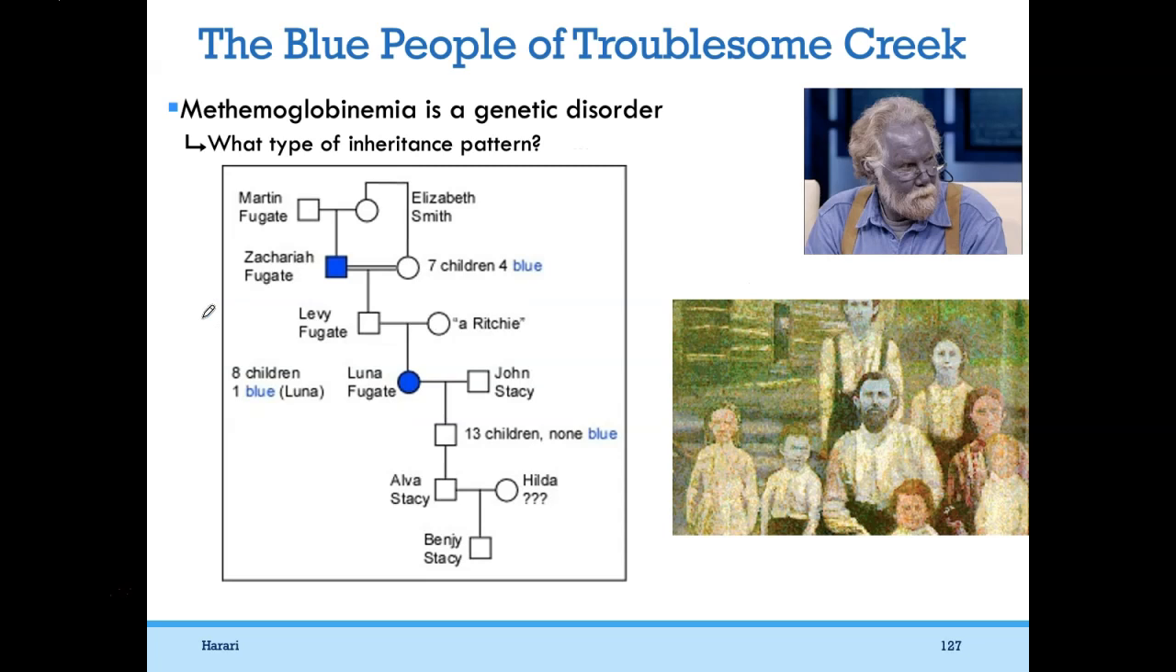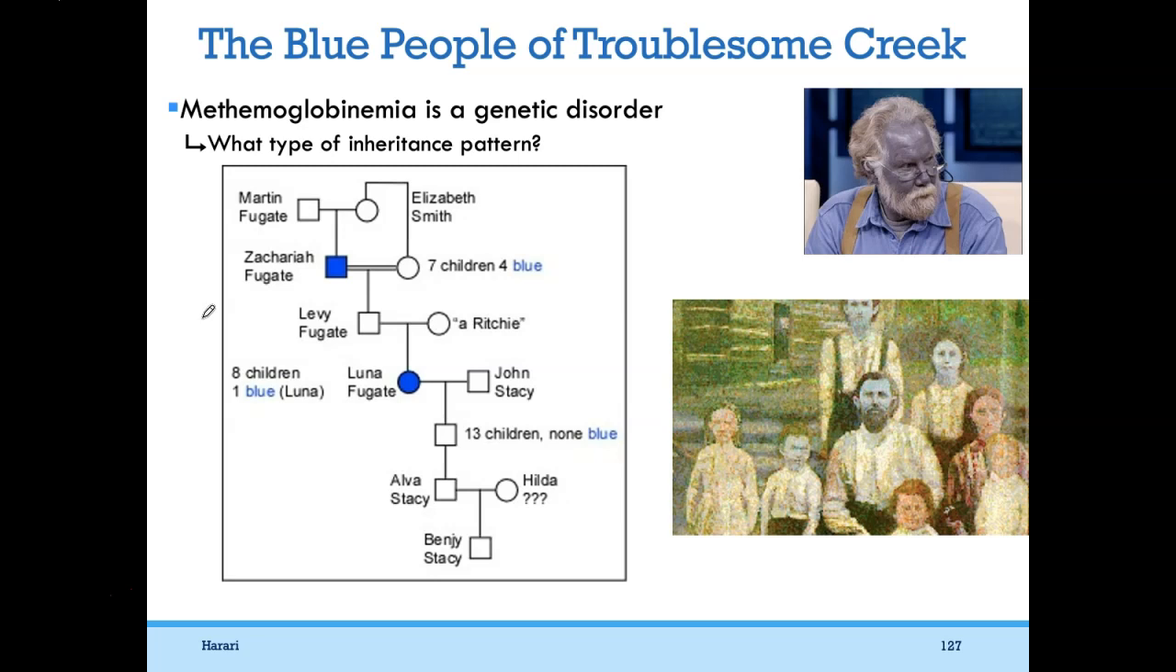The Blue People of Troublesome Creek is a very interesting case of a recessive disorder. It's been documented for centuries, but it wasn't until recently that we knew what caused it. So methemoglobinemia is a genetic disorder. It's relatively harmless. It just results in the accumulation of a certain type of hemoglobin in the blood that looks more blue.